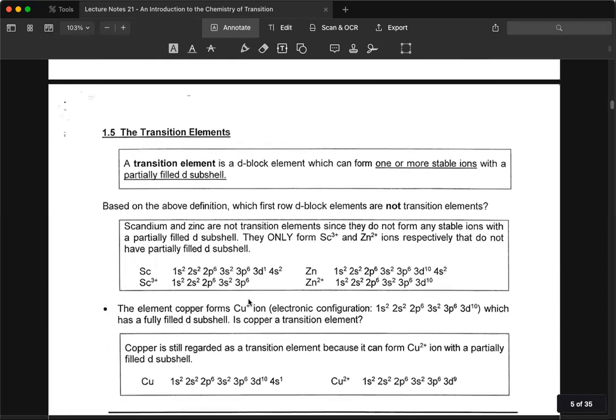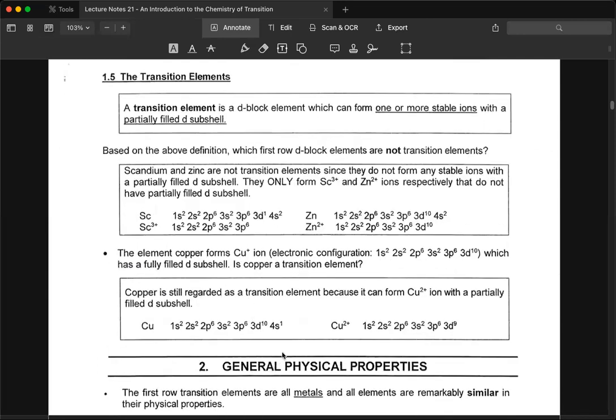Next, a transition element is a d block element, as observed earlier, which can form one or more stable ions with a partially filled d subshell. So this is the definition of a transition metal. However, there are exceptional cases like scandium and zinc. They are not transition elements since they do not form any stable ions with a partially filled d subshell. They only form Sc3+ and Zn2+. So we do not have them forming more than one stable ion.